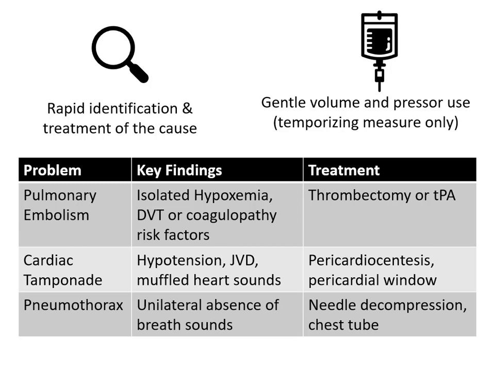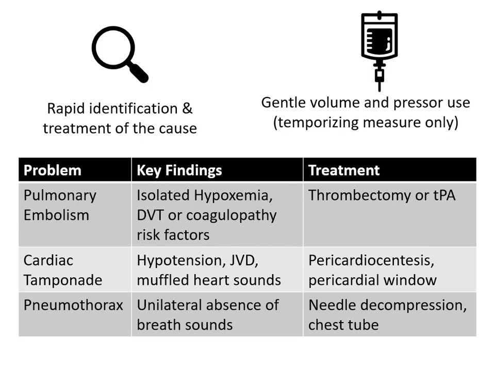I provided some examples here. For instance, if the patient has a pulmonary embolism, some of the key findings that may point to a PE include isolated hypoxemia, DVT, or coagulopathy risk factors. The treatment would include thrombectomy or tissue plasminogen activator, or TPA.